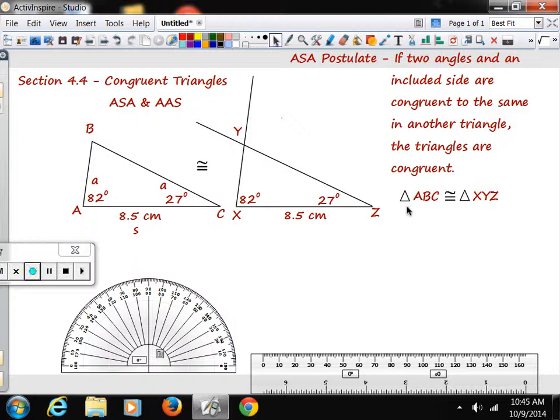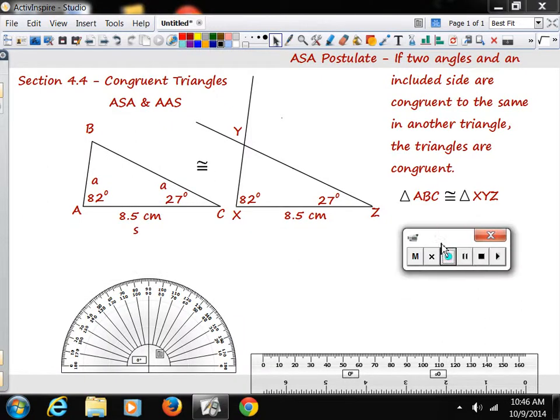That means if you write this statement, that means all the corresponding parts are congruent. Remember the CPCTC I told you about? Corresponding parts of congruent triangles are congruent. That was in Tuesday's notes. Corresponding parts of congruent triangles are congruent. Okay, so there's your ASA postulate.